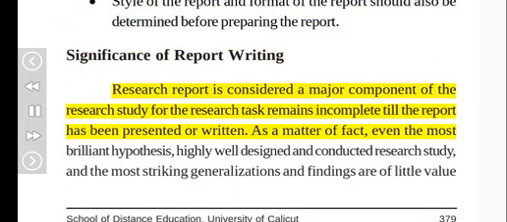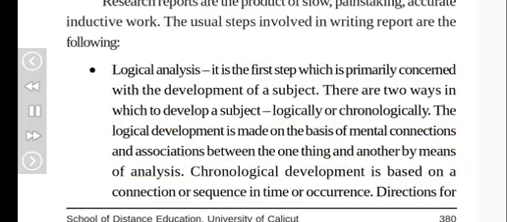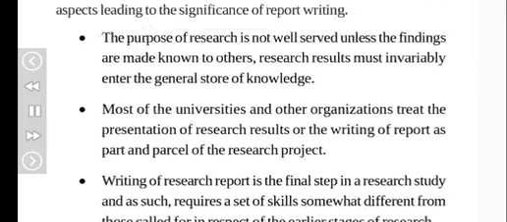Significance of report writing. Research report is considered a major component of the research study, for the research task remains incomplete till the report has been presented or written. As a matter of fact, even the most brilliant hypothesis, highly well-designed and conducted research study, and the most striking generalizations and findings are of little value unless they are effectively communicated to others. Following are the aspects leading to the significance of report writing.